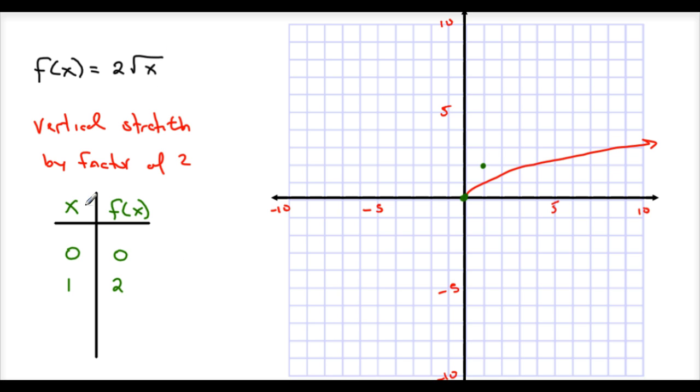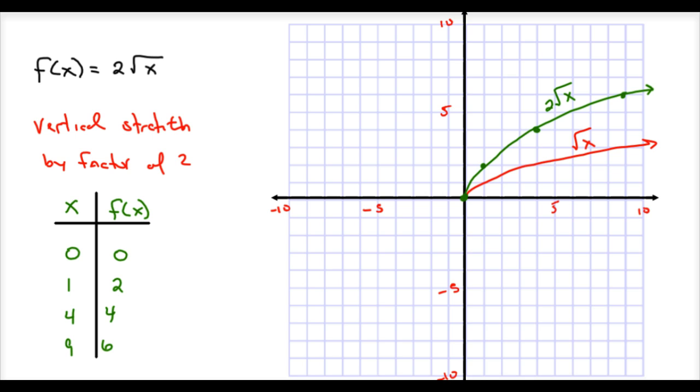I'm going to plug in another number. I'm going to plug in 4. Square root of 4 is 2. 2 times 2 is 4, so when x is 4, y is 4. And one more. I'm going to plug in 9. Square root of 9 is 3, and 3 times 2 is 6, and that brings it up here. So this is the square root function with a vertical stretch by a factor of 2. So this is your 2 radical x, and this is just your radical x.